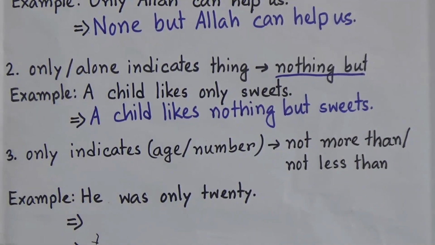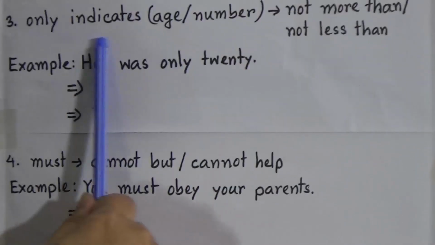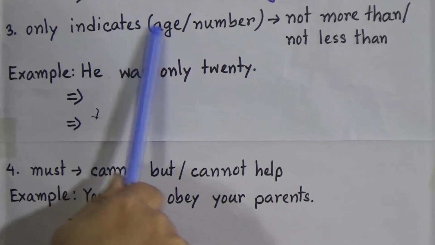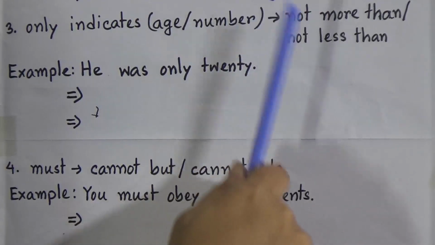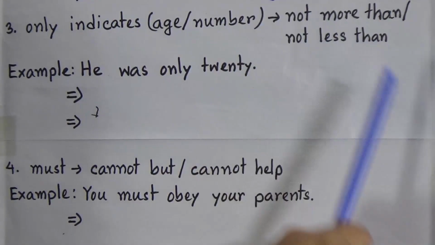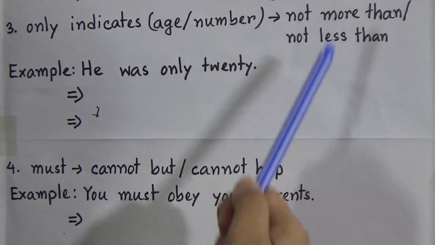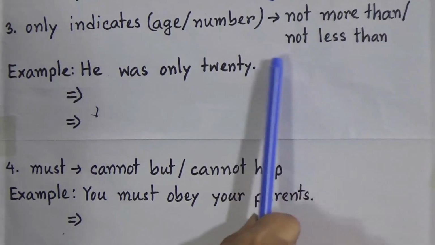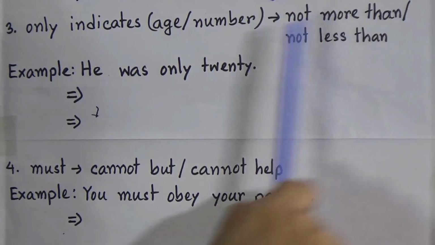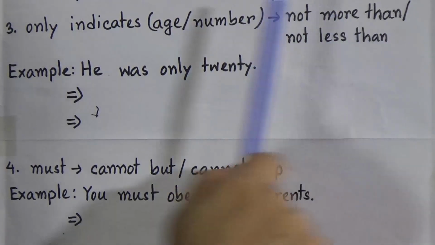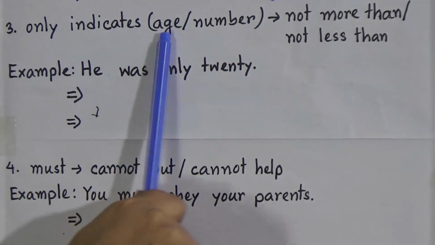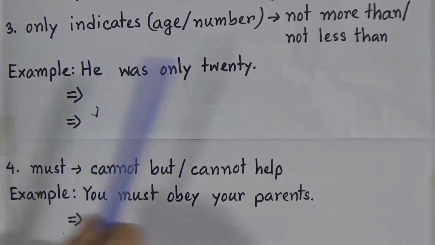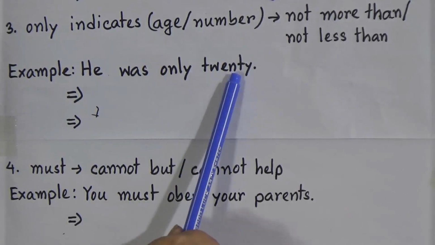Now we will go to number 3. If only indicates age or number, how will you change this one? We can change it in two forms. We can write not more than or not less than. So, if only indicates age or number. Now look, there is an example. He was only 20.